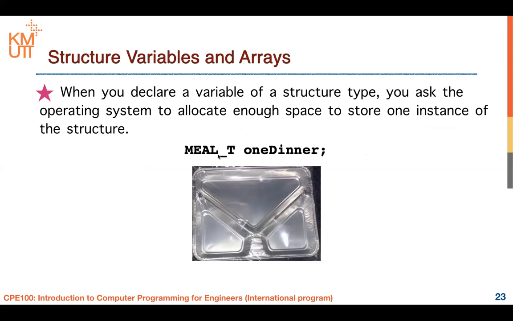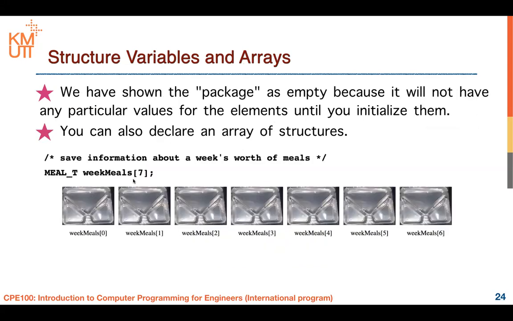And if you declare MUTT one dinner like this, without the initialization, it means that you are going to use this template. You can see that it's an empty dish, this empty plate. So when you define like this, it means like this. If you define the array of meals, it means that you are going to define the template, the empty dishes like this.